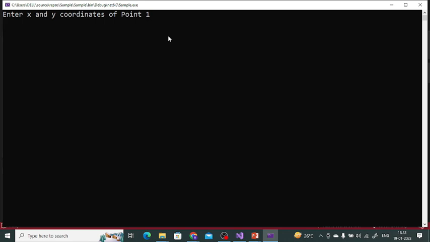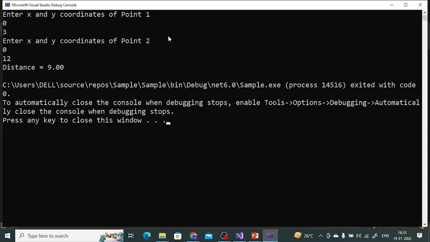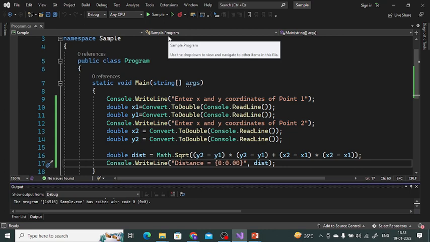So here we got the message, enter x and y coordinates of point 1. Let me put it as, let's say 0, 3, starting with the simple one. For the second point I'm keeping it on the same axis, and let's say 0, 12. A very simple answer which is easy to cross check for us. The distance between them should be 9. Yes, it comes properly to be 9. Let me try one more.